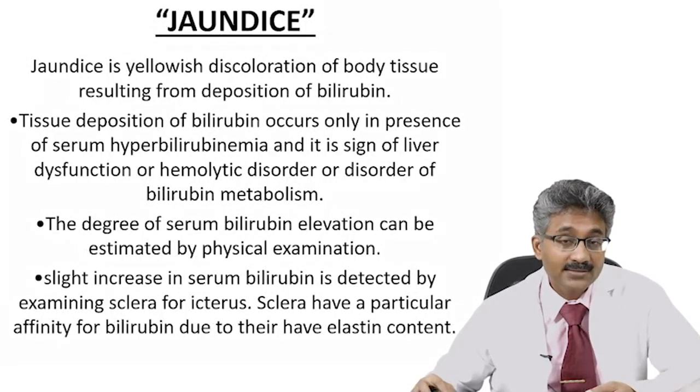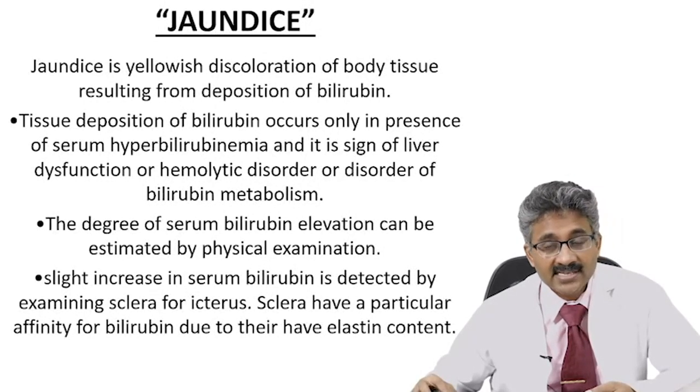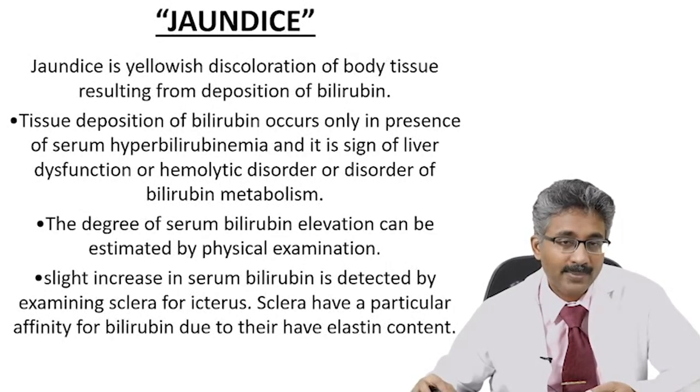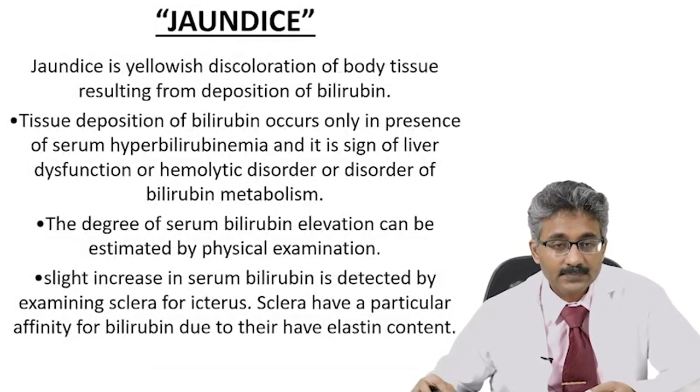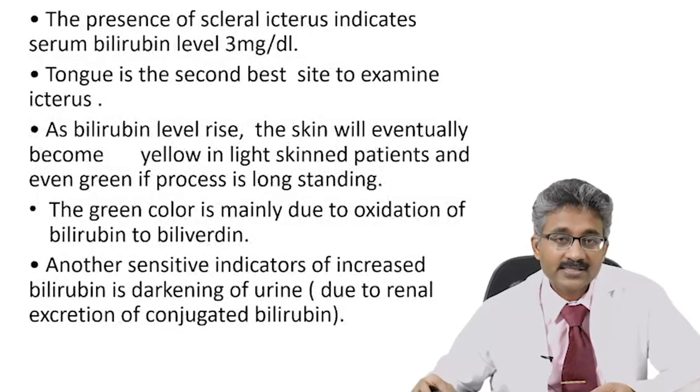Then how much bilirubin is there, you can estimate roughly by physical examination: which part of the body is involved and what percentage, you can measure the degree of serum bilirubin elevation. The first part in the body to get discolored is the sclera, because of its high affinity to bilirubin due to elastin content. So if the scleral tissue is discolored, then the serum bilirubin level is around 3 milligrams per deciliter.